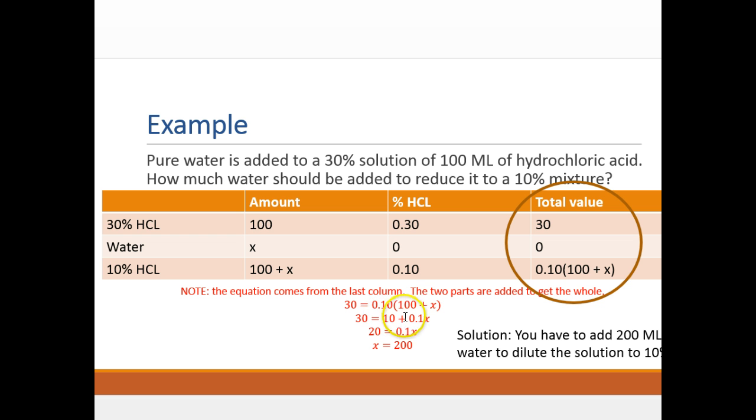So 30 equals 10 plus 0.1x. Bring the 10 over, you get 20 is 0.1x. So x is 200. So you have to add 200 milliliters of water to dilute the solution to 10%.